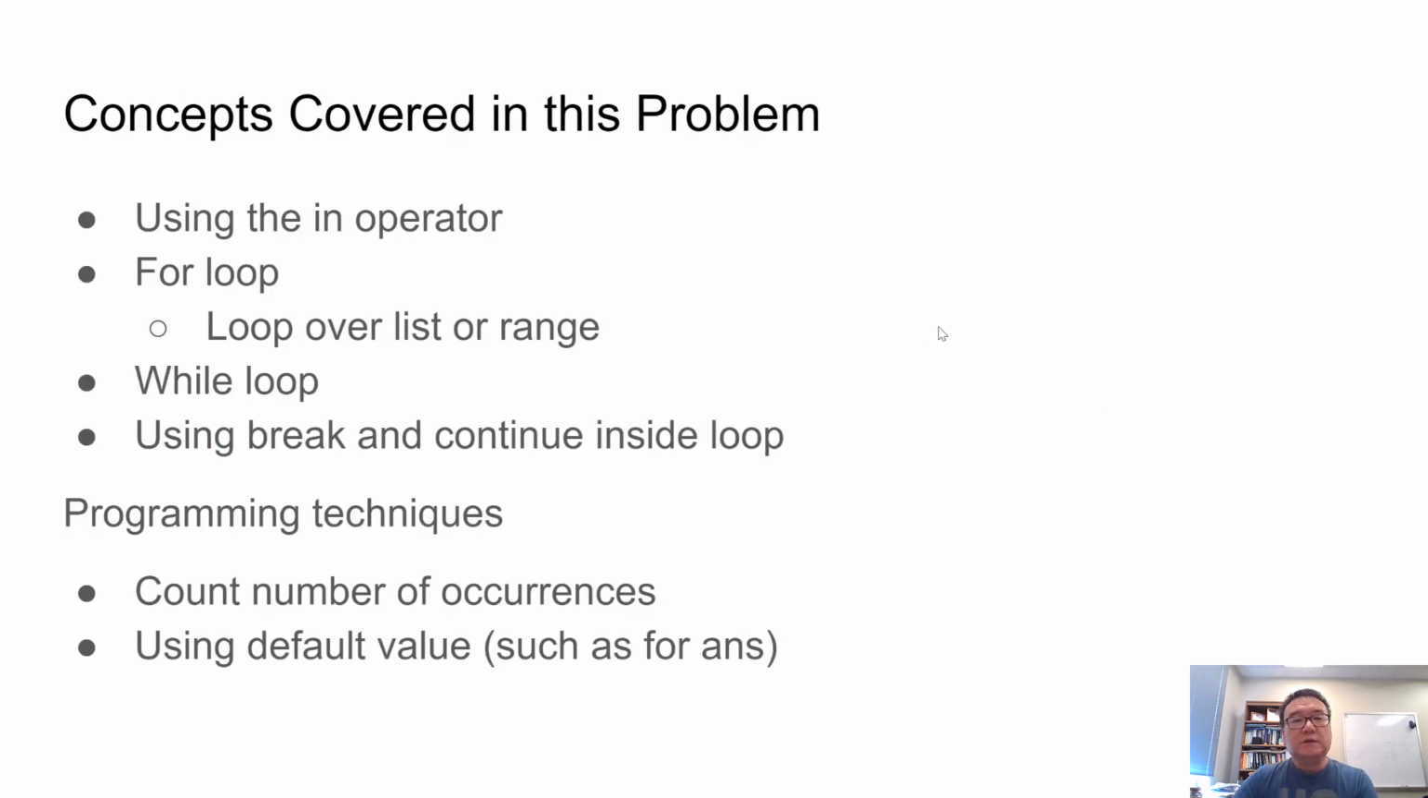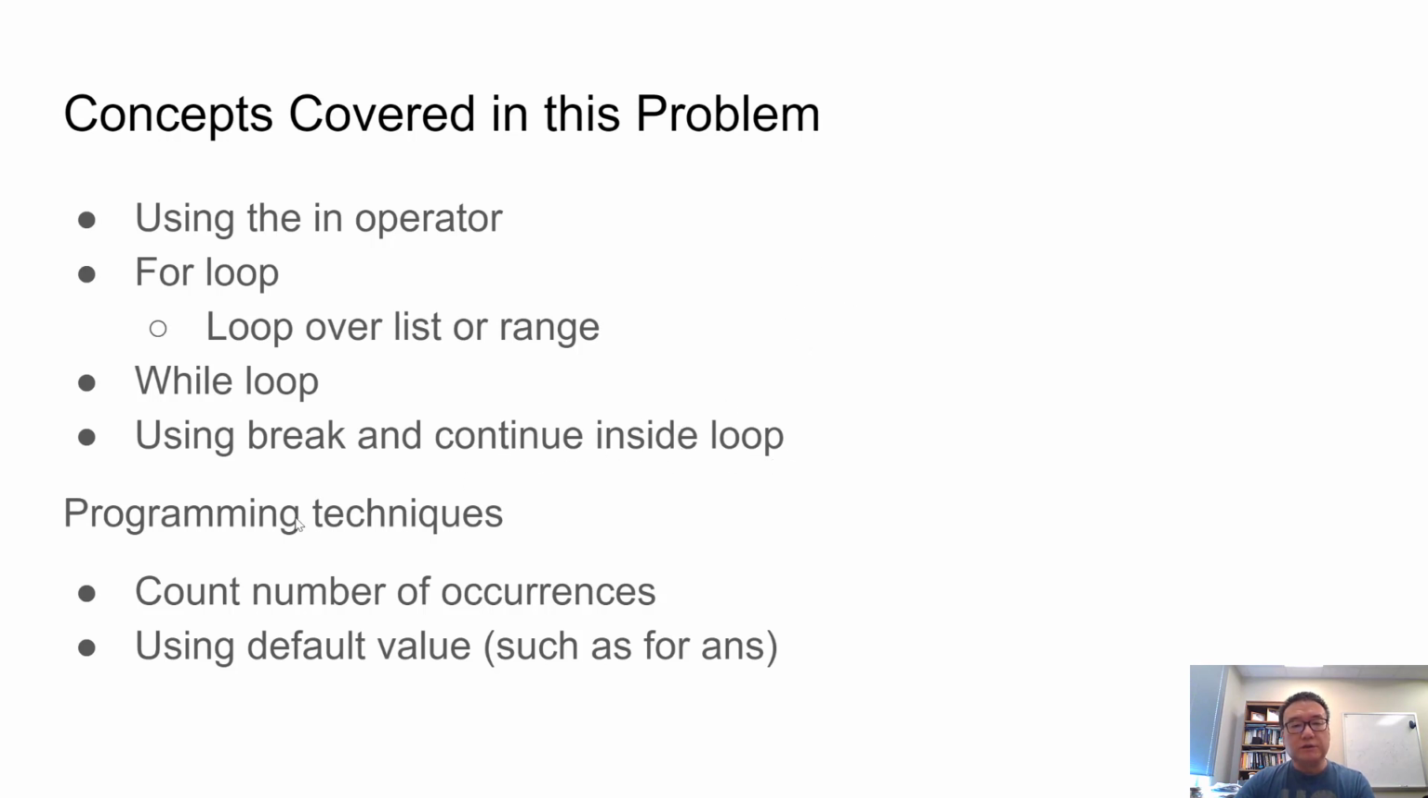To recap, for this problem we spent a lot of time because we introduced the important concept of loops. Before that, we introduced the in operator for checking an element in a list. We also introduced the count function for lists, which counts the number of times an element occurs. We introduced a for loop, either over a list or over a range. We also introduced a while loop, and the break and continue statements, which change the control flow, changing which line gets executed next inside the loop.